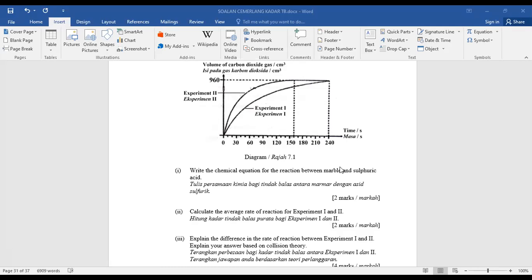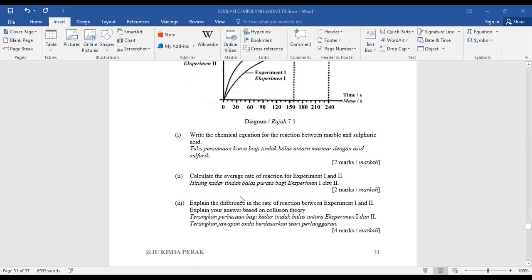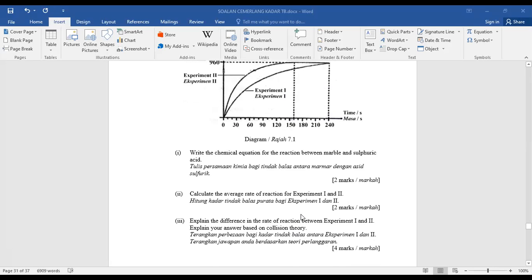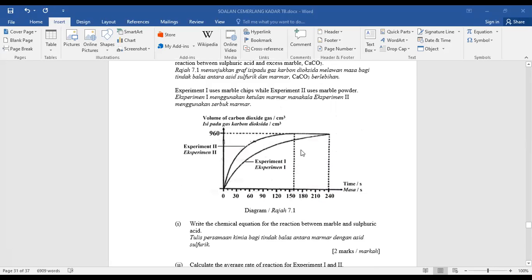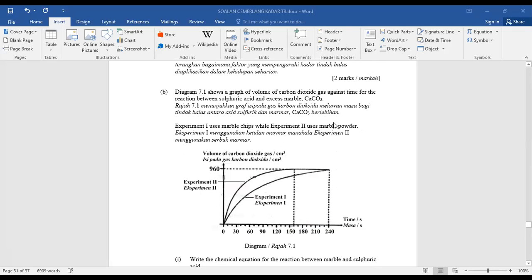But now I want to talk about this: the difference in the rate of reaction for experiment 1 and 2 based on the collision theory. Now, what is the factor? Can you see the question here? Just now we missed out this part. Experiment 1 uses marble chips. Experiment 2 uses marble powder. What can you tell me about the chips and the powder? What is the factor?